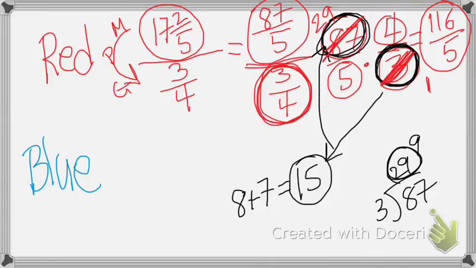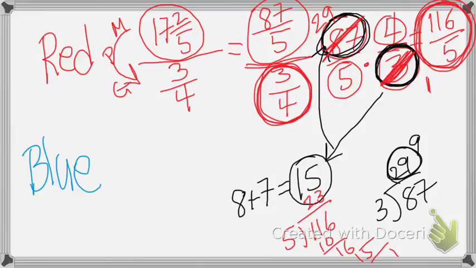116 fifths. Okay, and again, that's 116 fifths miles per gallon, and again we have to turn this improper fraction into a mixed number. If we did that over here, 116 divided by 5, that's 20, 16, that's 23 and 1/5 miles per gallon. 23 and 1/5 miles per gallon.